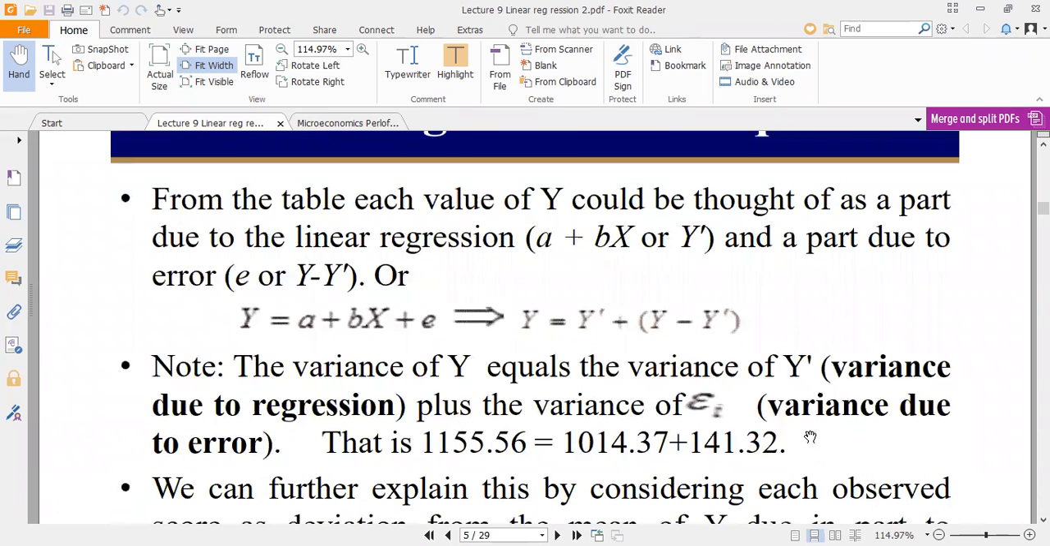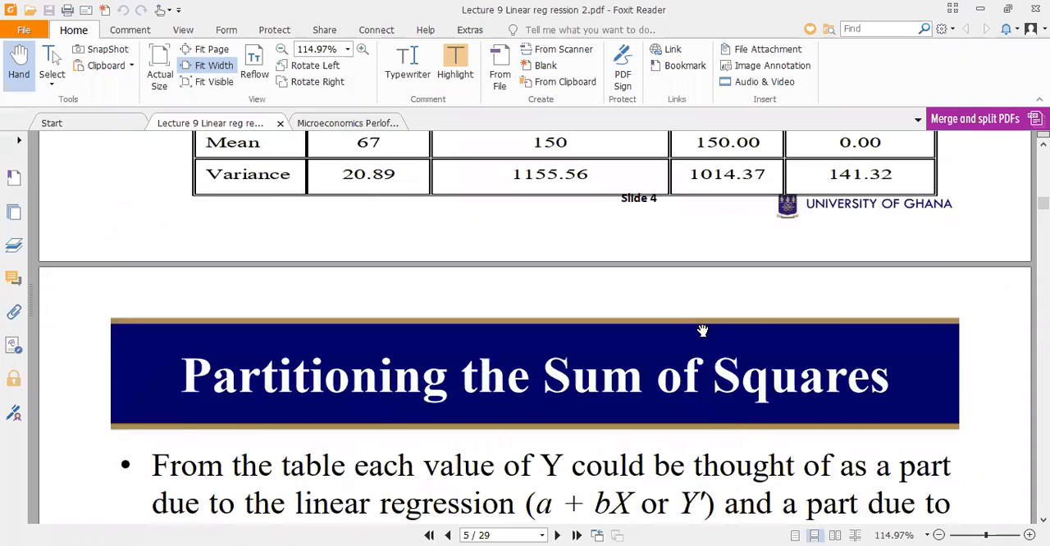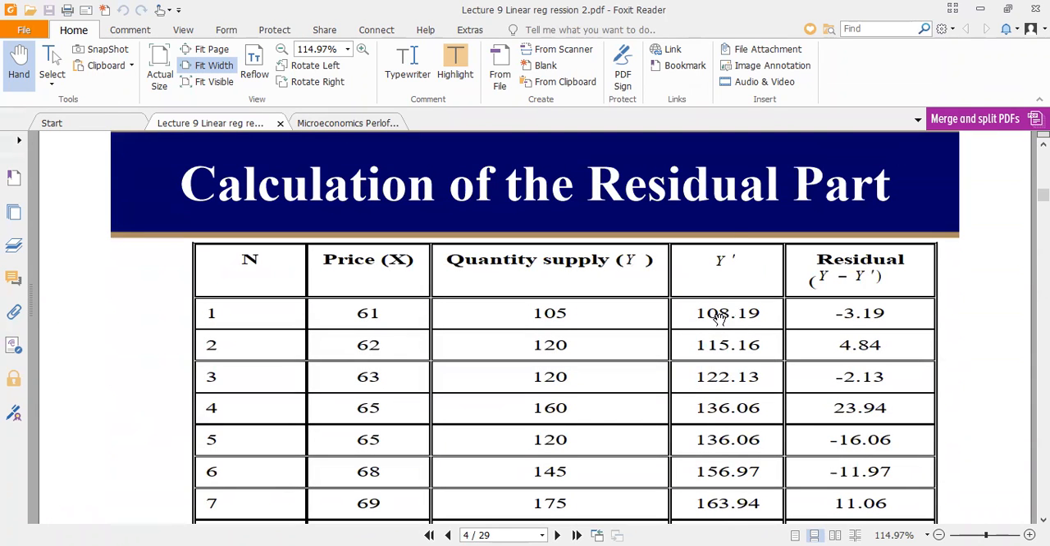Okay, so now if you take your actual y, it's going to be the sum of the estimated y and then the residual term. This is the residual term. Y minus y prime is the residual term. So when you add the residual term to the estimated y, then you're able to get your actual y. Let's look at this from the table. If you add the y prime to the residual, you get your actual value of y.